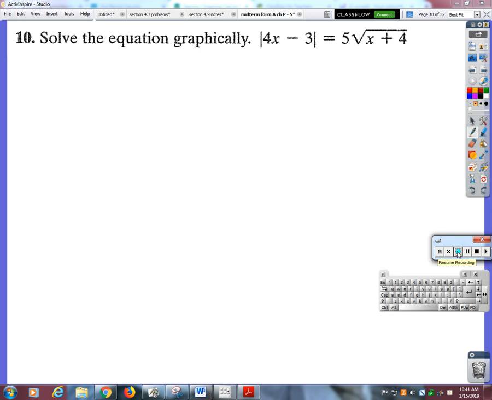Okay, I didn't realize that we had not done number 10. It says solve the equation graphically. So we did do number 10. Okay, well, let me go through it with you real quick.